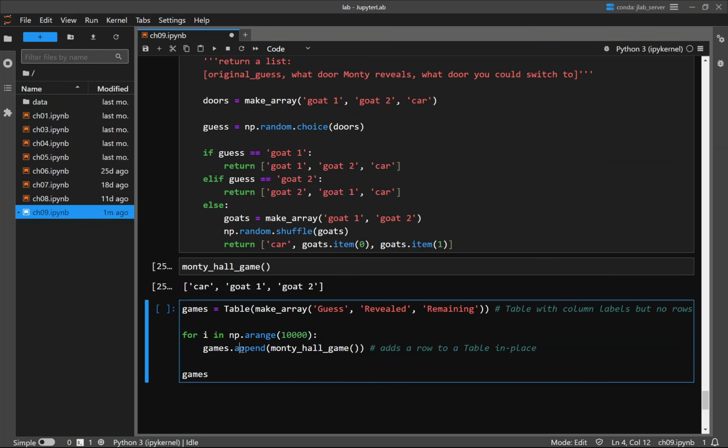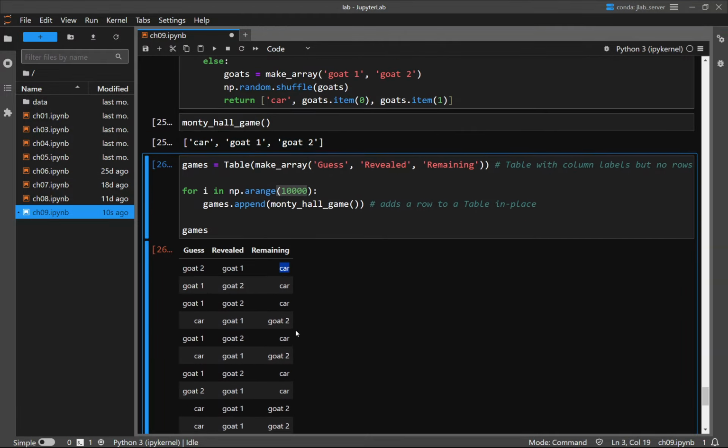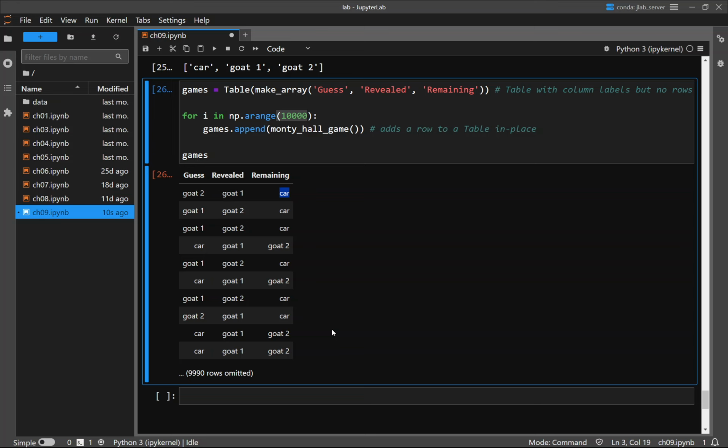And then you can do .append on a table, and that updates your table in place. That adds an entire row because we're giving all 3 values for each of the columns. It's a little weird, but what has happened is I've just turned 10,000 plays of the Monty Hall game into a table with our guess each time, what is revealed to us, and then what we could switch to. All right. So look at how, in just the first runs, you see car showing up a whole lot in the doors that you could switch to. Okay.